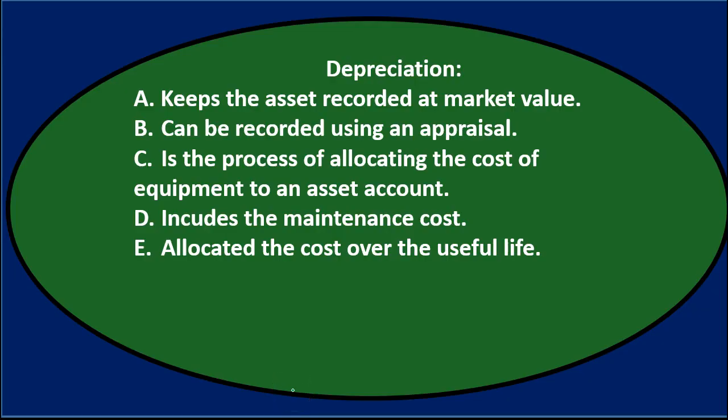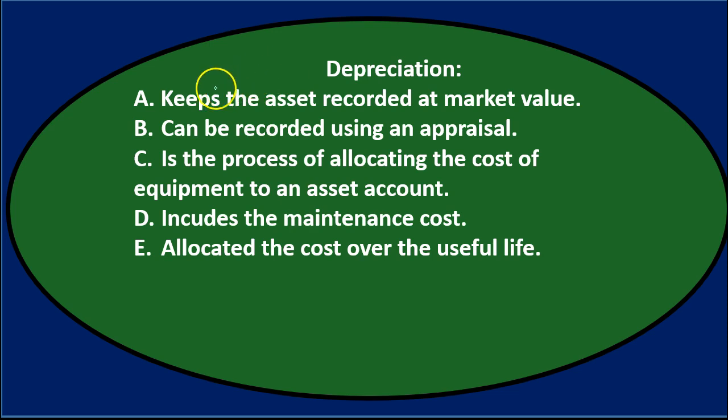First question, depreciation. A, keeps the asset recorded at market value. B, can be recorded using an appraisal. C, is the process of allocating the cost of equipment to an asset account. D, includes the maintenance cost. E, allocates the cost over useful life. So depreciation is the question. We're going to go through a process of elimination.